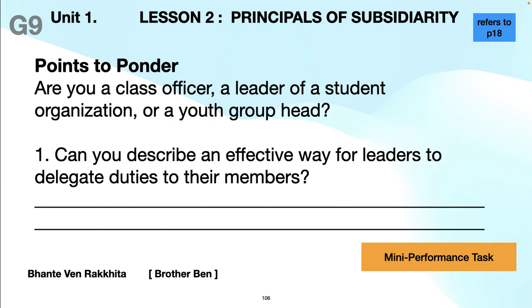So here's your mini performance task, and that is points to ponder. One, are you a class officer, a leader of a student organization, or a youth group head? And can you describe an effective way for leaders to delegate duties to their members? So one has actually two questions. So both those answers there.